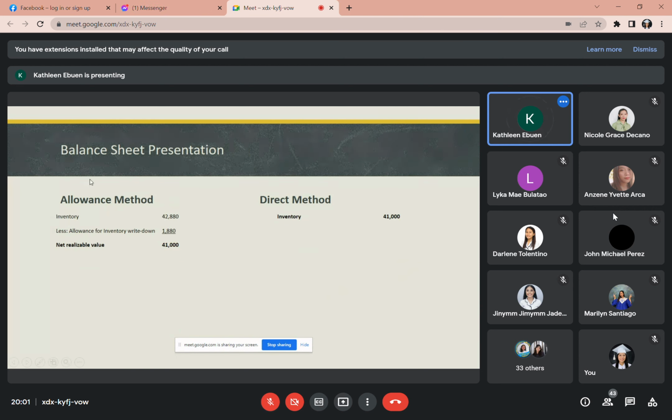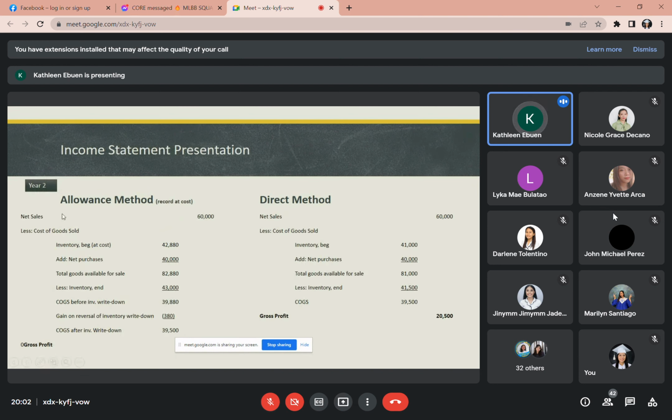Okay. So, sa balance sheet presentation, so we have inventory, yung 24,000 for the markers, and then 18,880 under allowance method. So, ipe-present natin yan. And then, ililess natin po yung allowance for inventory write-down na na-record natin na 1,880. The net realizable value of our inventory is 41,000 pesos. So, under direct method naman, since na-record natin siya as is at LCNRV, the inventory is presented as 41,000. Okay, so year 2.